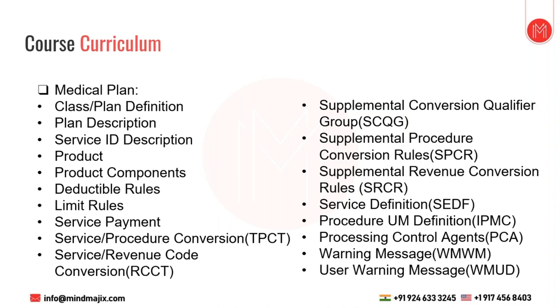Then we have warning messages and user messages. These two are different. Why? Because warning messages are system generated, or inbuilt or prefixed in the system, and user warning messages are manually created by a user for their own use. So this is the difference between warning message and user warning message.